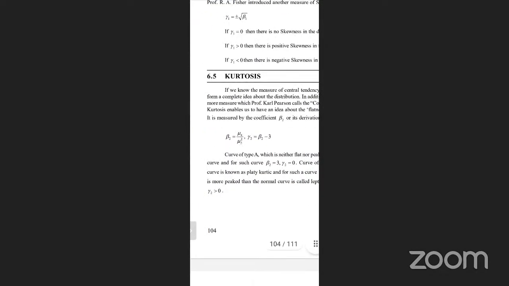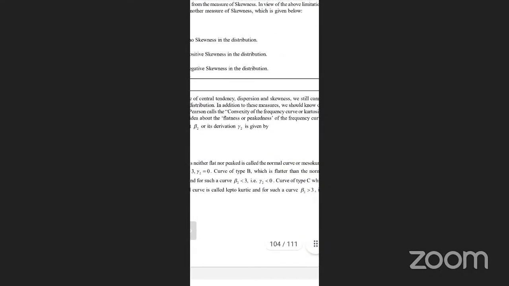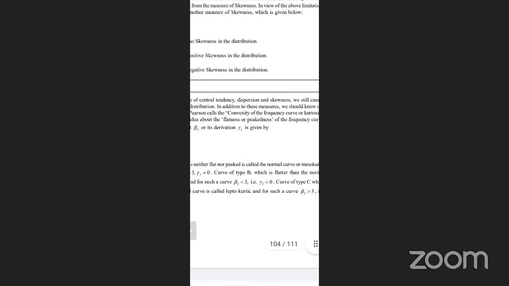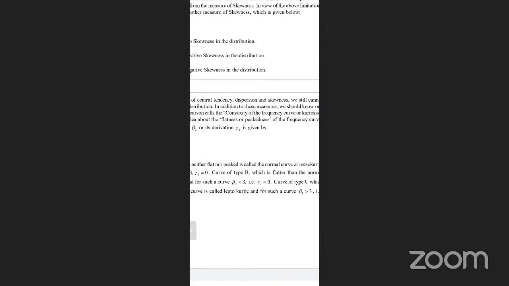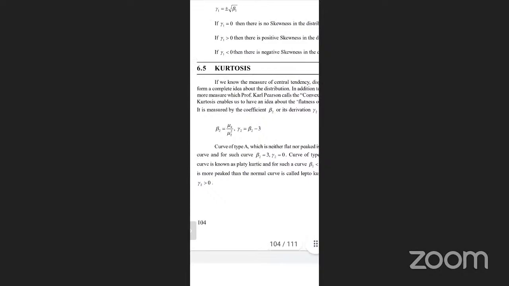Now coming to the next topic, that is kurtosis. If we know the measures of central tendency, dispersion, and skewness, we still cannot form a complete idea about the distribution. In addition to these measures, we need one more measure, which Professor Karl Pearson calls the convexity of the frequency curve. The convexity, the peak height, that is the flatness or peakedness of the frequency curve, is denoted by beta 2.